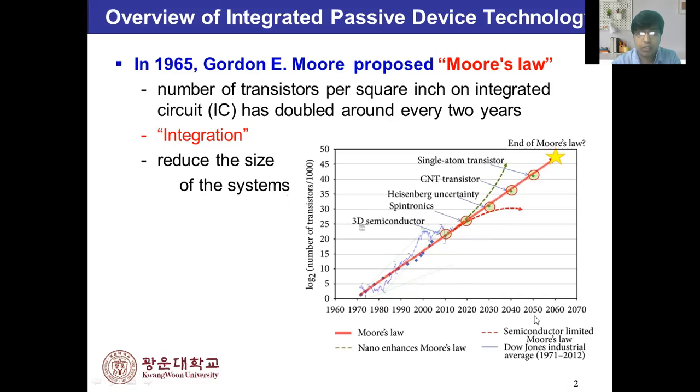You can see the right-hand figure. Starting from around 1970 up to 2018 is silicon semiconductor, and after that it is going to happen with the carbon nanotube transistor, and after that the single atom transistor. That means it is going toward decrease in size. This is the basic idea of Moore's law.